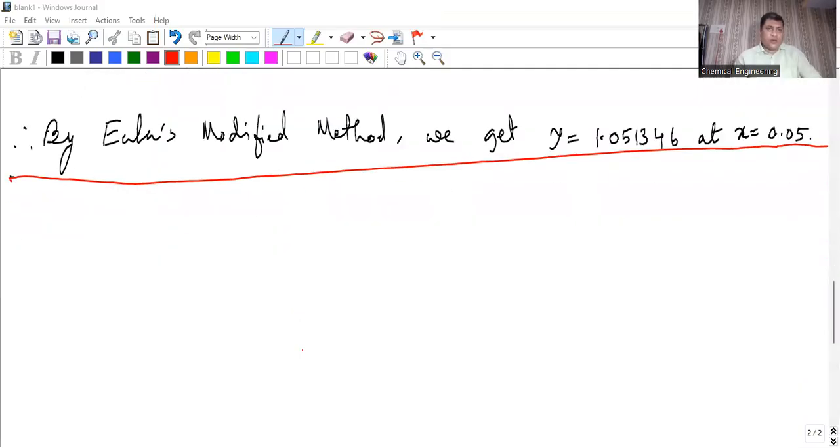Welcome. Okay. So if you are done with this example, let us go to the next example. Again, we'll see in one step. We'll apply this method for one step, and then we'll go for two steps.